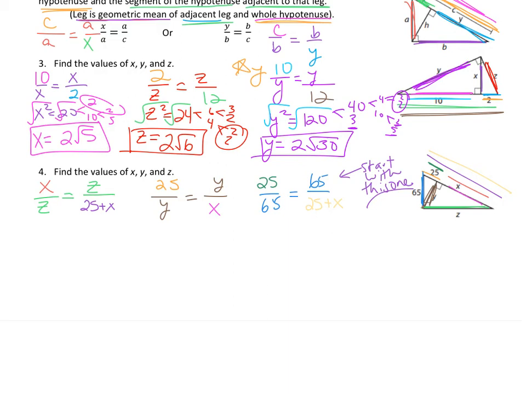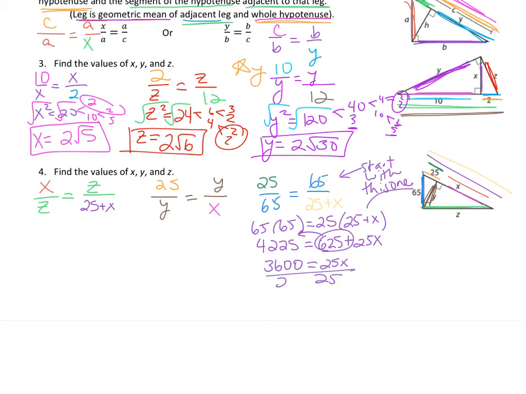Let's go ahead and cross multiply, so 65 times 65, and then we have 25 times 25 plus x, and we need to distribute that. To solve for x then, we need to subtract the 625 to the other side, and we get 3,600. Then we can divide both sides by 25, and we get x equals 144. Now remember, some of these other ones had x's in them, so we need to put those into those problems so that we can solve them. So over here, this would be really a 144. 144 plus 25 gives me 169 instead.